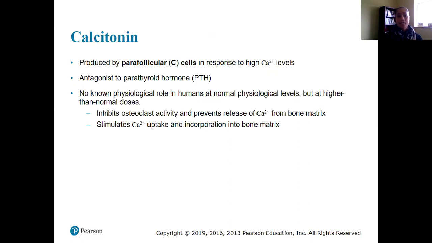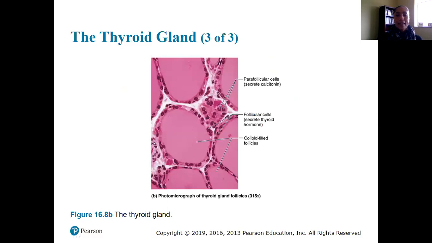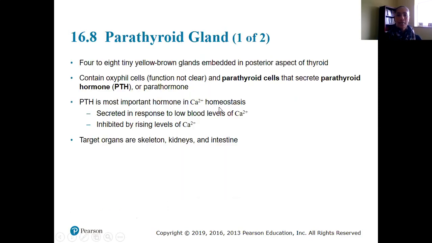So remember, our osteoclasts are a particular type of bone cell that breaks down bone matrix to release calcium and phosphorus into our blood. So calcitonin will inhibit osteoclast activity to prevent the excessive release of calcium, and then it will stimulate calcium uptake and incorporation into the bone matrix. So that's how we're able to remove excessive calcium from our blood. And like I said, we saw this slide before. These are the parafollicular cells here that are going to release calcitonin.